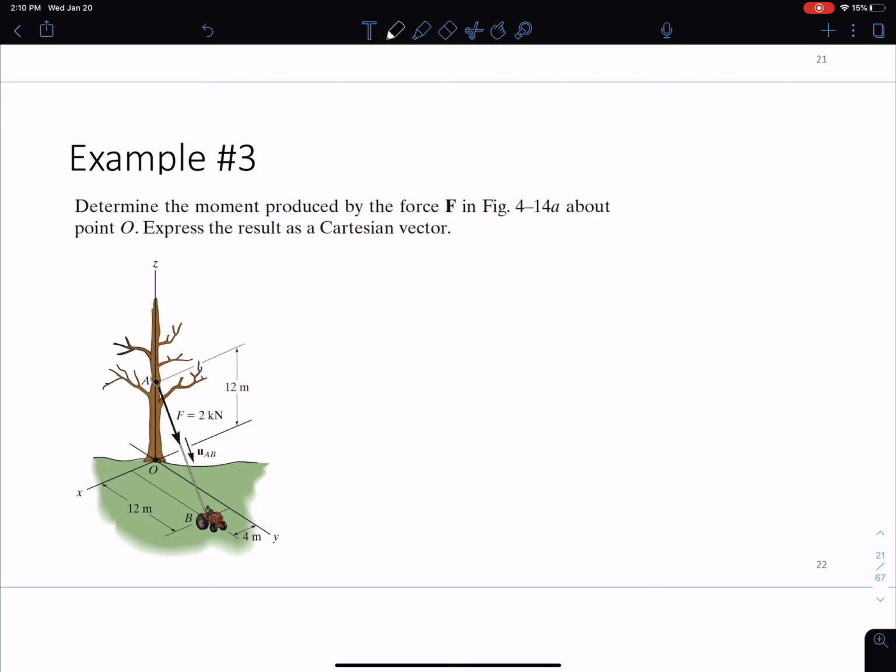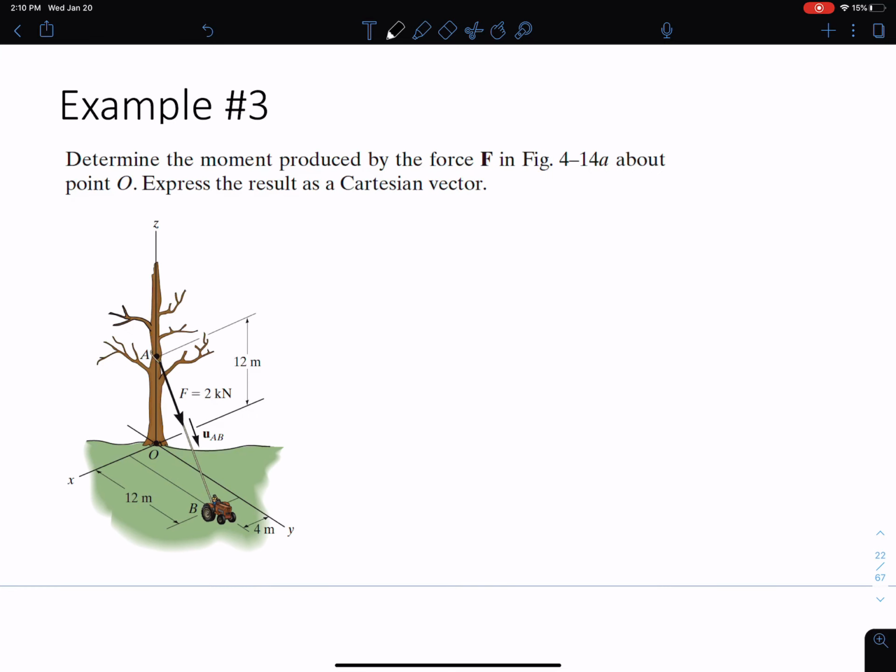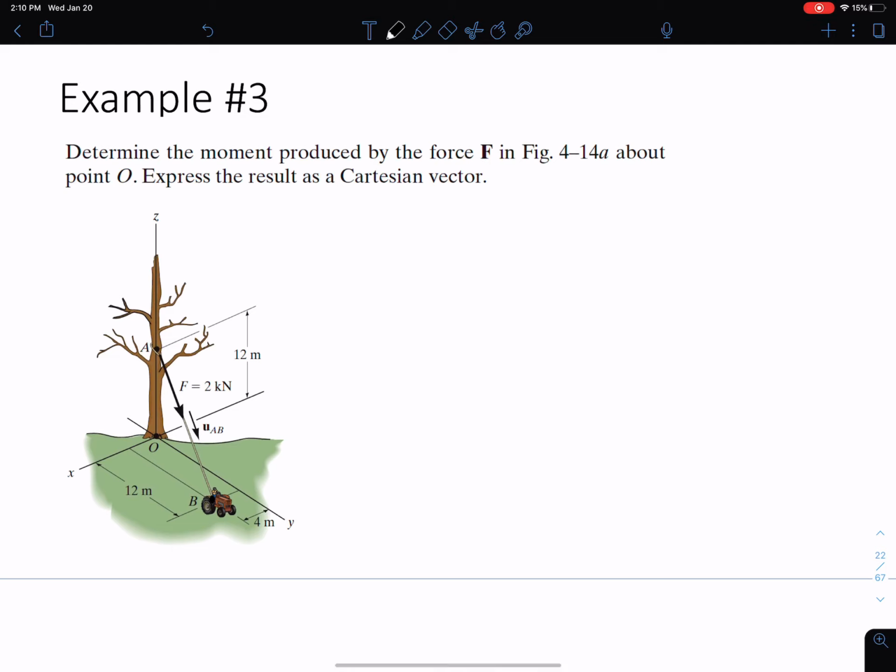I want to figure out the moment produced by the force F about point O, and I want to express the result as a Cartesian vector. So here, about point O, I have this point A. I also have this point B here. It doesn't matter if I use R going from A or R going from B. I'm going to get the same moment regardless of which one I use.